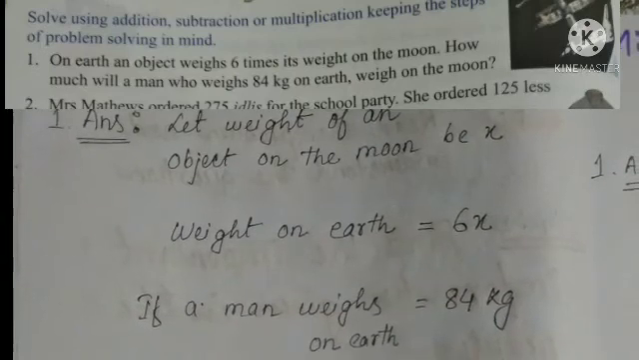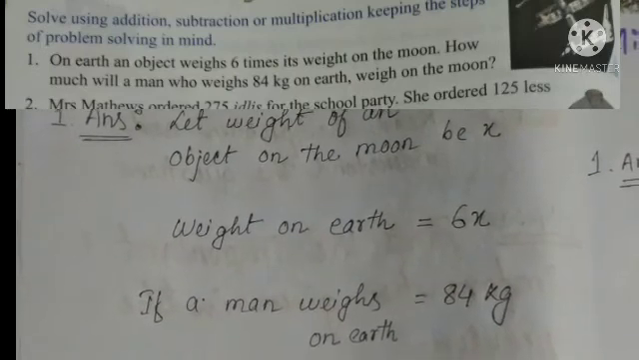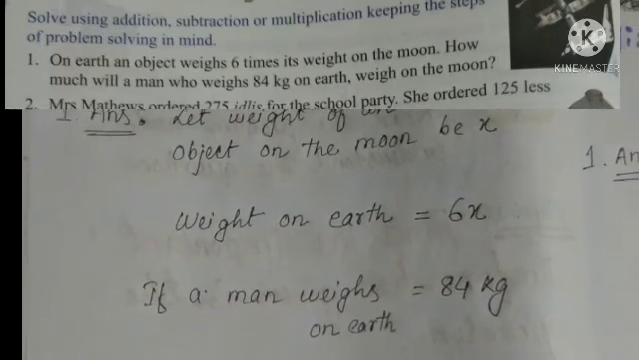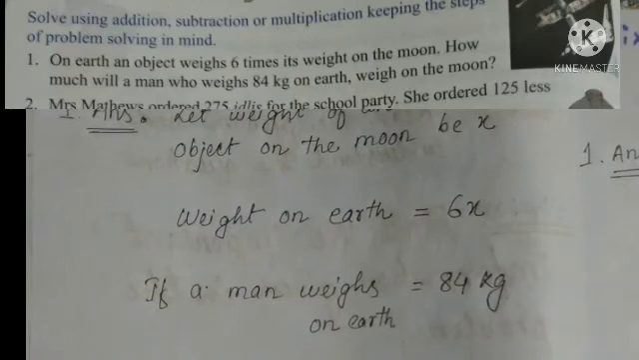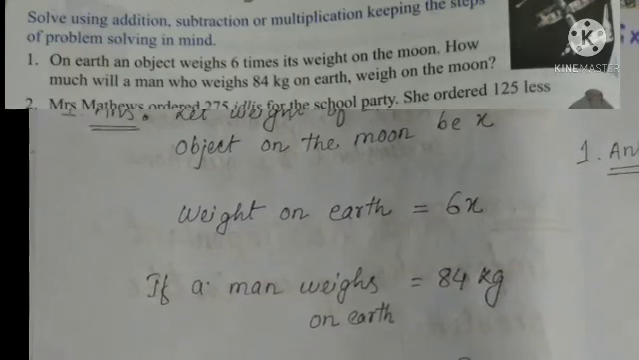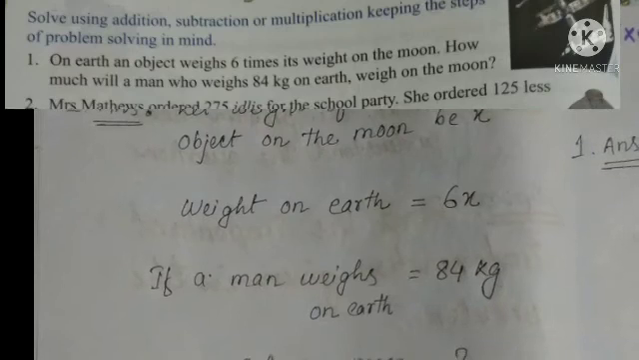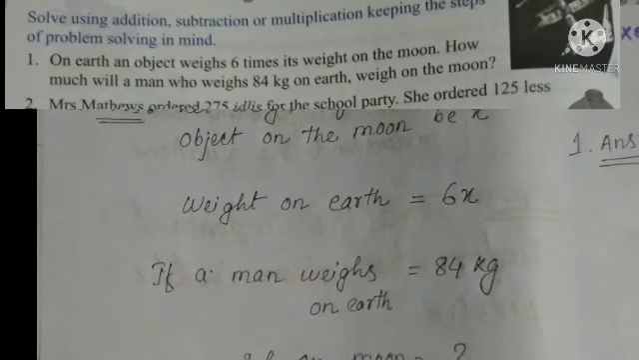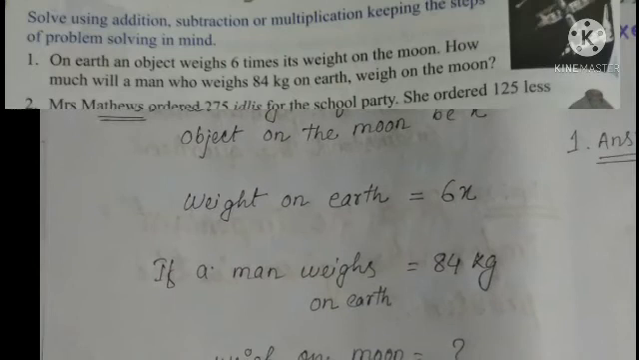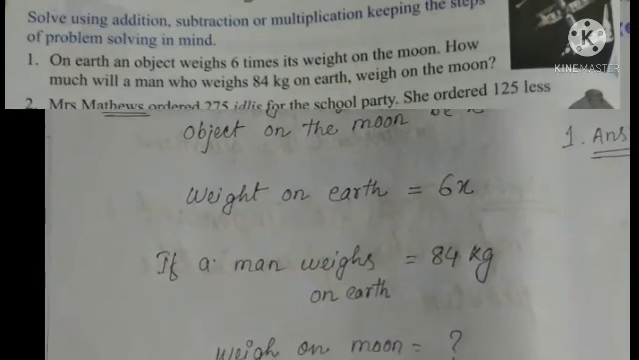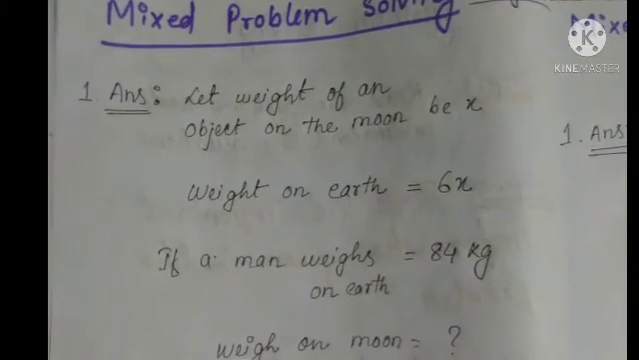So let's see question number 1, what is given. Already it's on the screen, so you can see. On Earth, an object weighs 6 times its weight on the moon. How much will a man who weighs 84 kg on Earth weigh on the moon? So that means, see here students, the main thing is you have to understand the problem first, right? That is our first step, read and understand. So already we read the question, right?